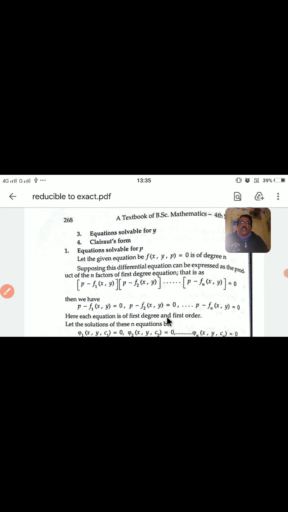So let us start to solve the problem. Here first we take the equations solvable for p. So this is the equation: solve p square minus 5p minus 6 equal to 0. Now see here, this is an equation, p square minus 5p minus 6 equal to 0, which is a quadratic equation in p.